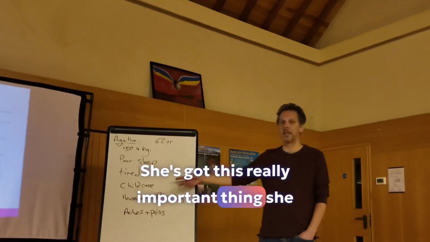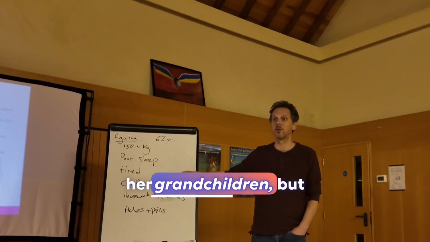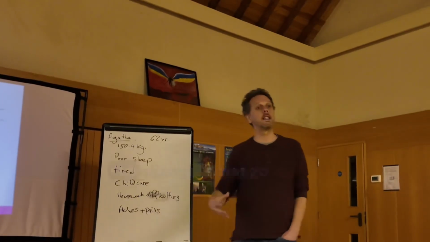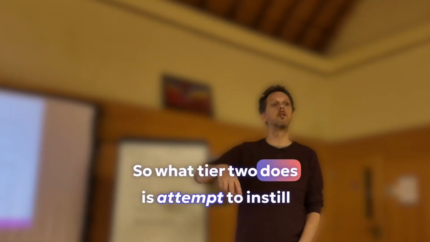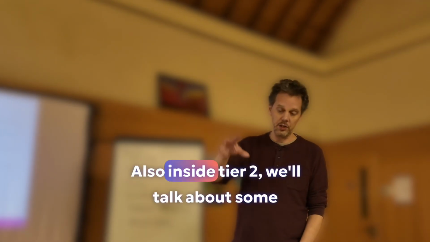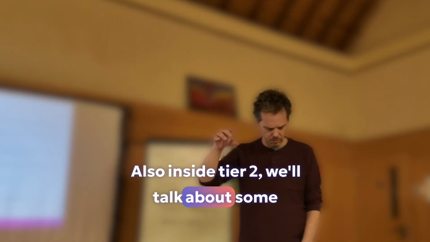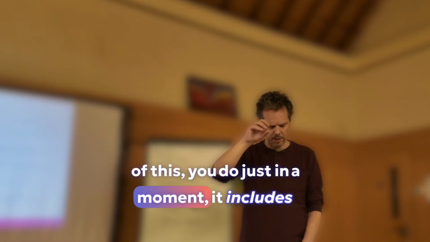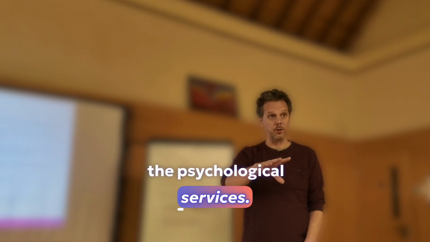She's got those really important things she wants to be able to do, which is to look after her grandchildren, but she's got no confidence to make the changes that go forward. So what Tier 2 does is attempt to instill some of that confidence in people. Also inside Tier 2, we'll talk about some of the bits you do just in a moment. It includes the psychological services.